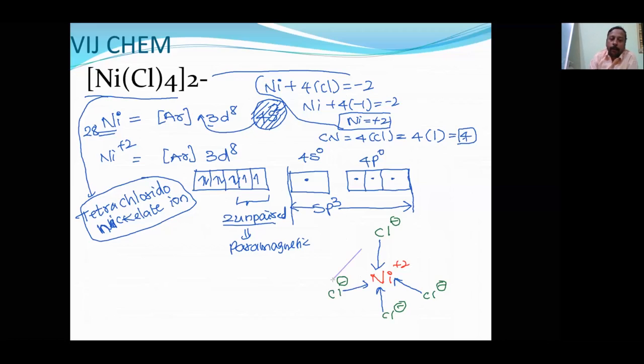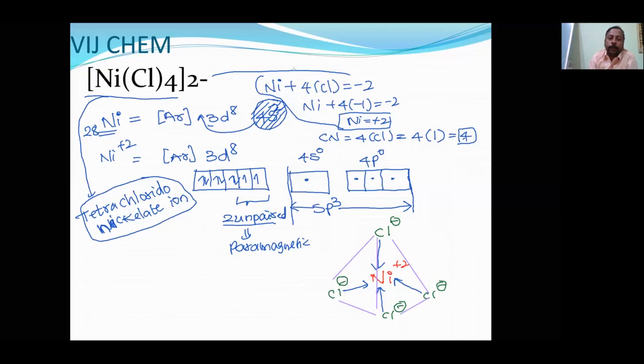See, this is the chlorine. This is another chlorine. And this is another chlorine. This purple line represents the tetrahedral. So this is the nickel tetrachloride. Structure of nickel tetrachloride, I think it is clear to all of you.